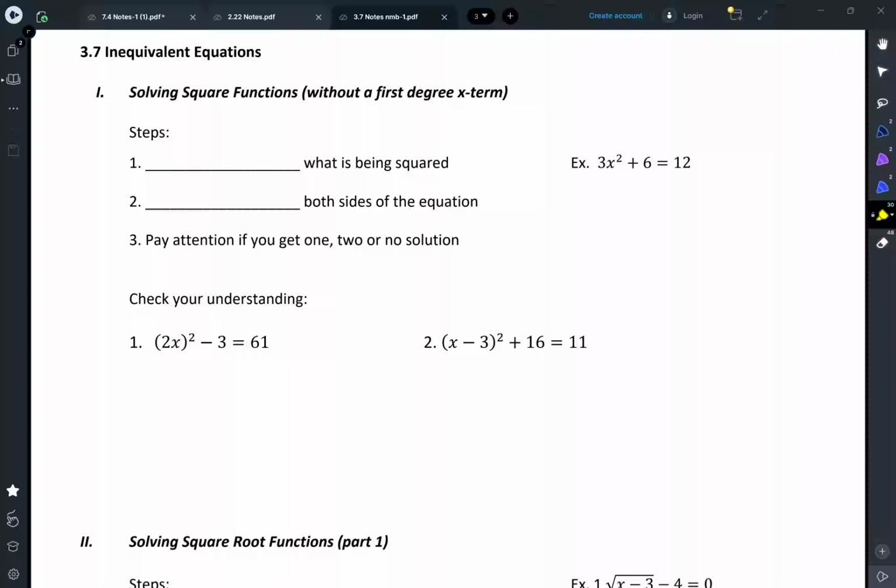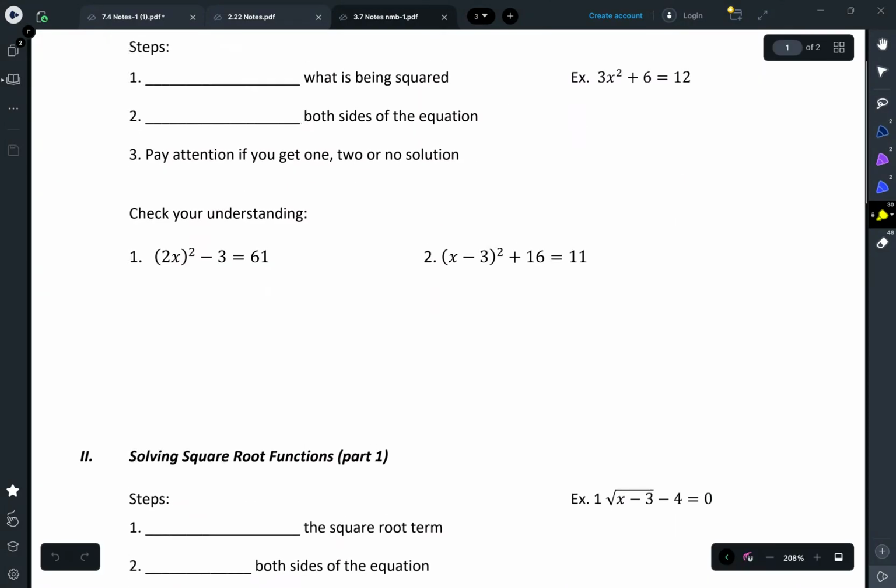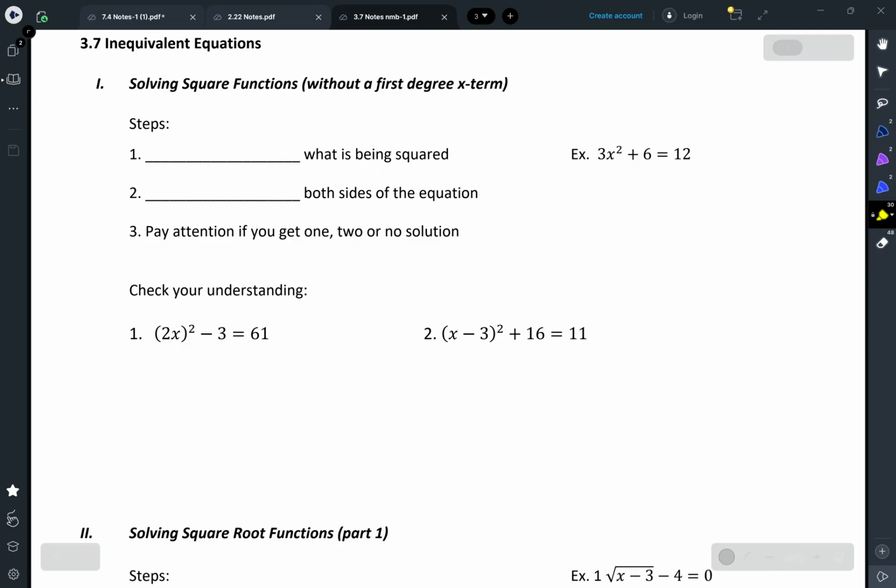Hello, class. So what we're looking at today is section 3.7, inequivalent equations. We are looking at just more solving today, solving squared functions and solving square root functions. Our first step with solving squared functions is to isolate what's being squared.